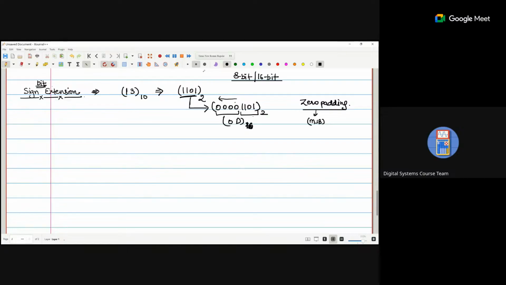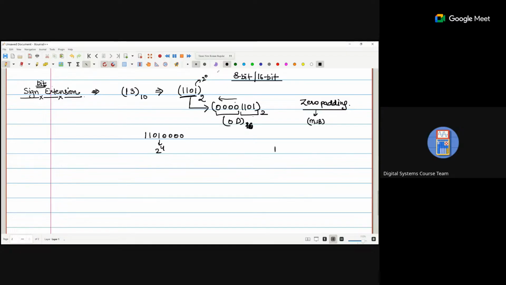If you insert into the LSB, that is complicated. Why? Your bit weight will be changed. Here the bit weight is 2 raised to power 0, but now it will be 2 raised to power 0, 1, 2, 3, 4. So you change your bit weight. That's why we always extend our bits in the MSB part.